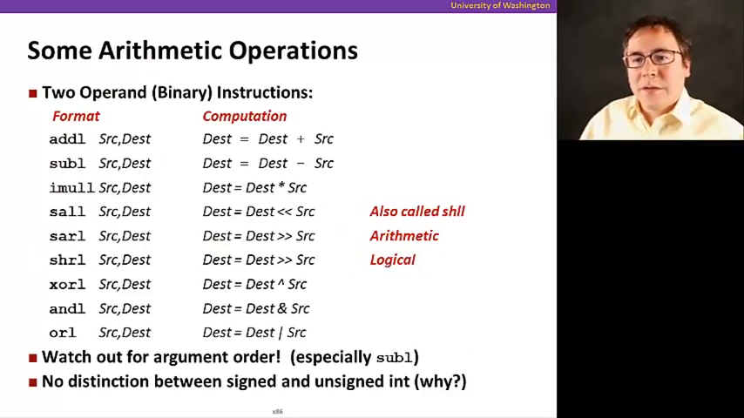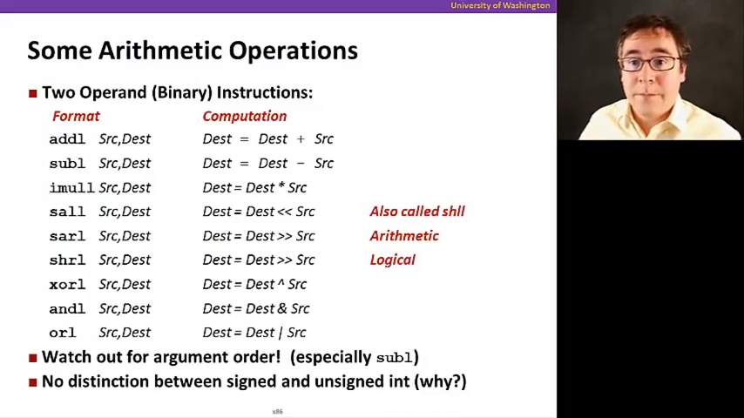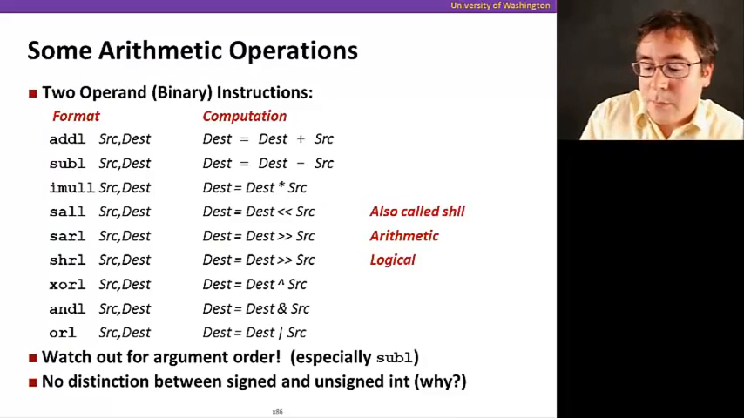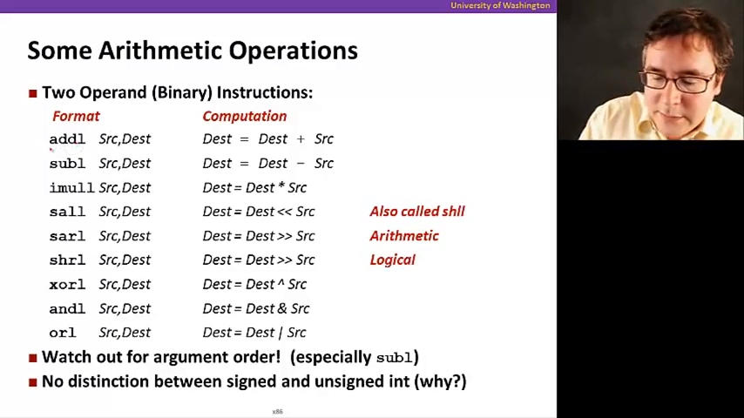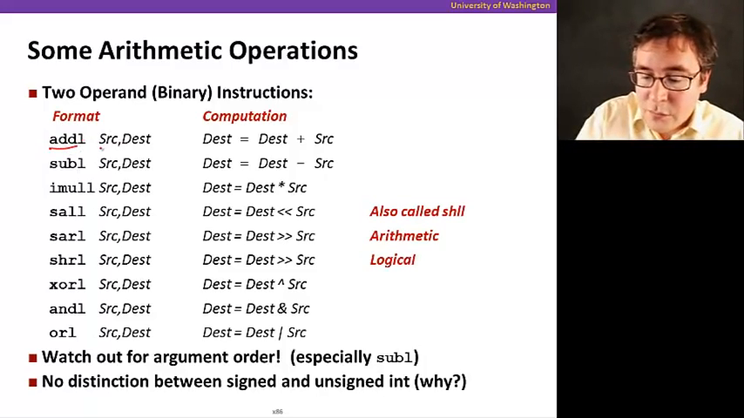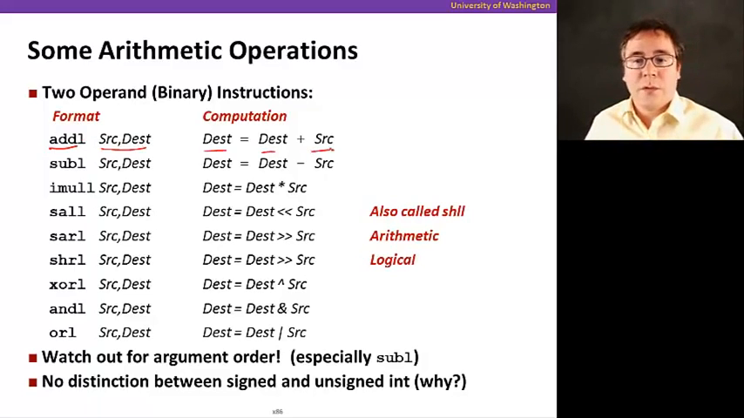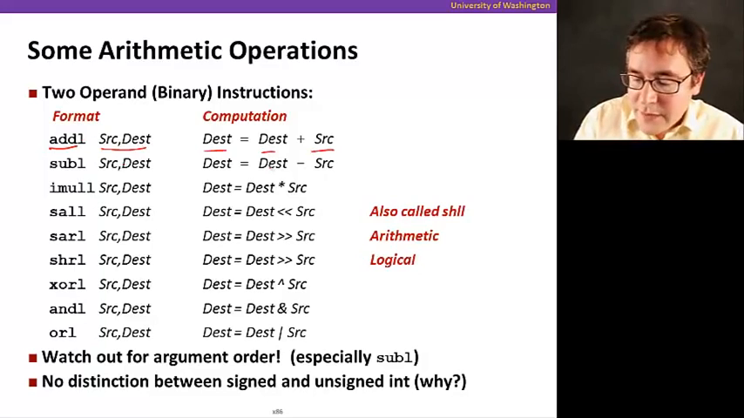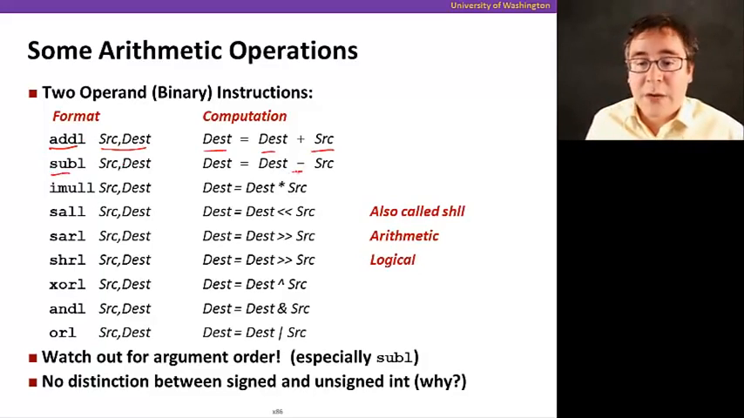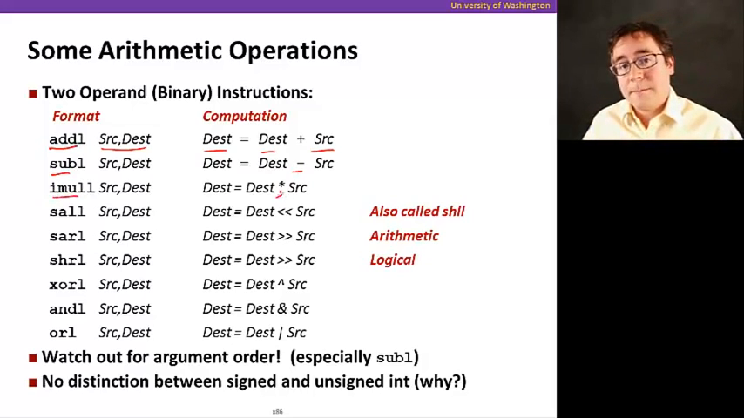Now I'll tell you a bit about some other arithmetic operations, and we're going to put everything together into a larger example. Here we have a bunch of instructions. The first one does an arithmetic addition. It takes two operands, a source and a destination, and it gets destination equals destination plus the source. The sub is very similar, except that it does subtraction. And imul, same thing, except that it does multiplication.